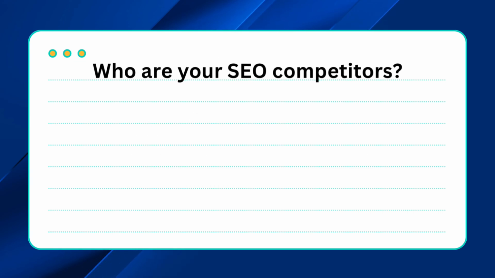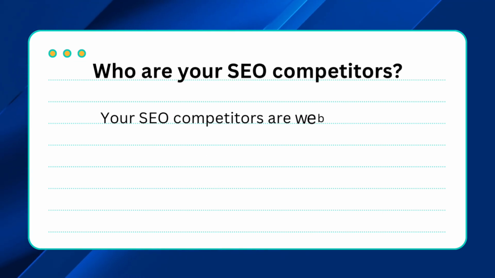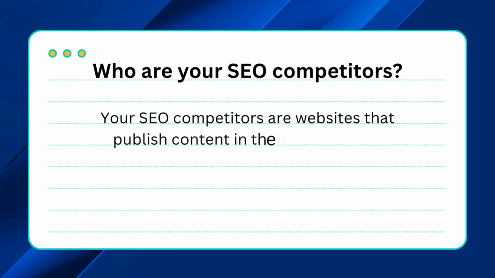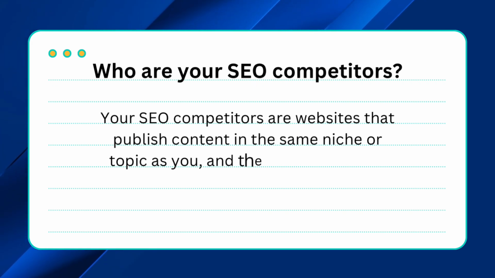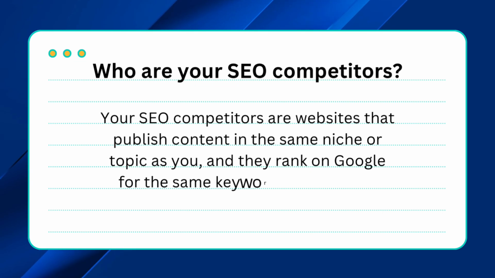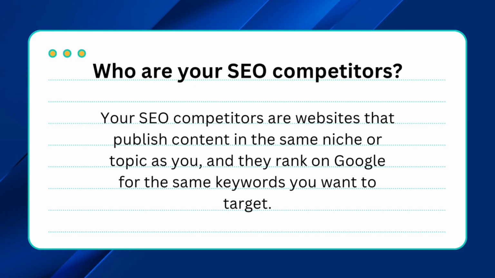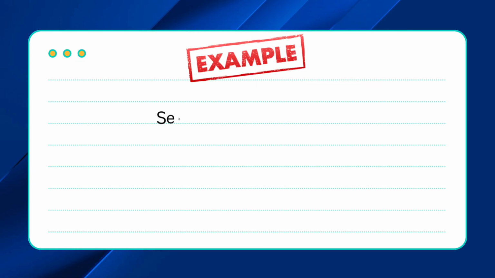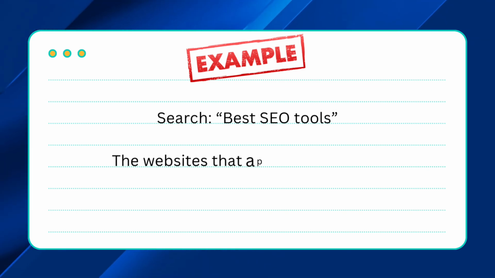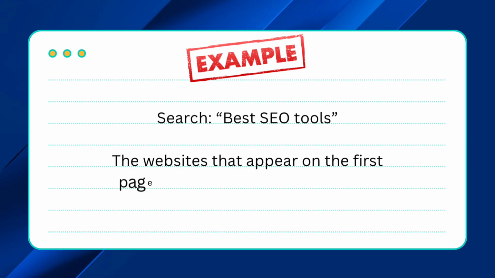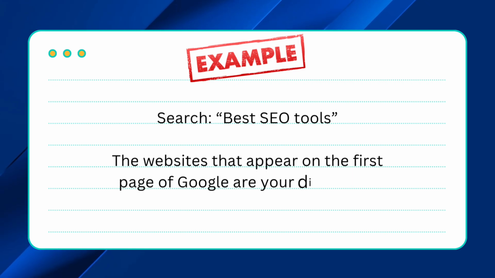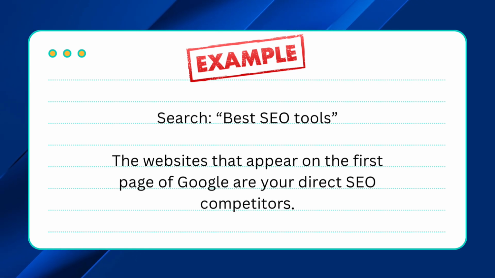Now, the question is, who are your SEO competitors? Your SEO competitors are websites that publish content in the same niche or topic as you, and they rank on Google for the same keywords you want to target. For example, if you search on Google, "Best SEO Tools," the websites that appear on the first page of Google are your direct SEO competitors. These websites are already getting traffic from Google for that topic.